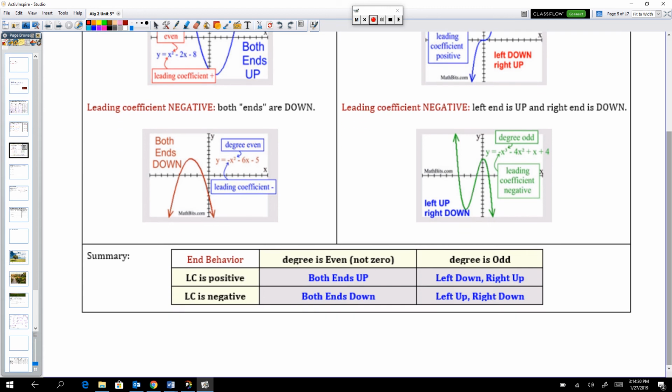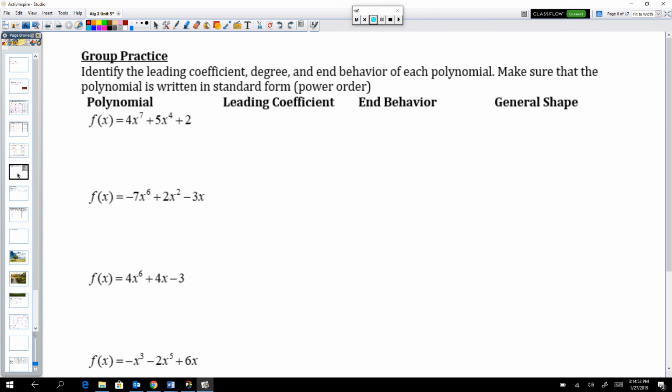And of course, this summary right here is just what we said out loud. So that's 2 pages of notes that can get you whatever you need to memorize about how these things work or reason out how these work. So we just talked about degree, leading coefficient, and end behavior. So let's switch now to our discussion of, let's practice.